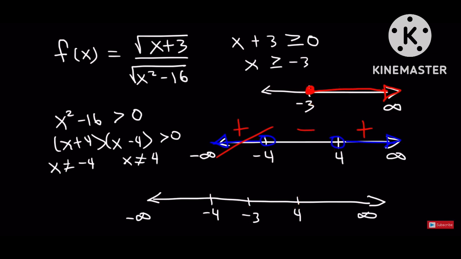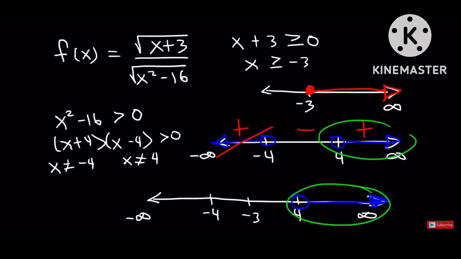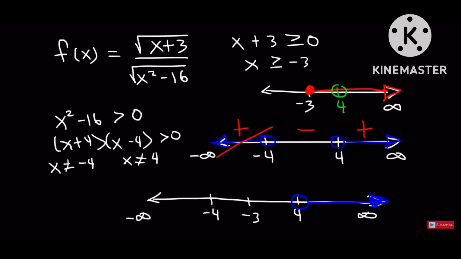So therefore, the answer has to be from 4 to infinity. This region is true for both number lines. This region here applies to this number line and also this one as well, because somewhere between -3 and infinity, there's a 4. Now it has to be an open circle, not a closed circle. So 4 to infinity overlaps for the square root on top and also the square root on the bottom. So that's going to be the answer. The domain is going to be 4 to infinity.